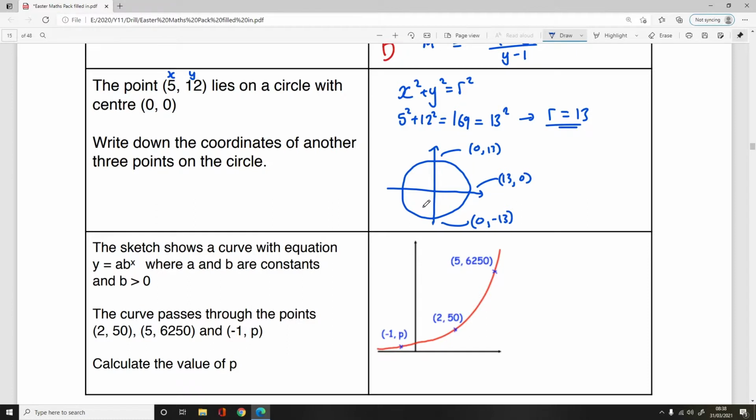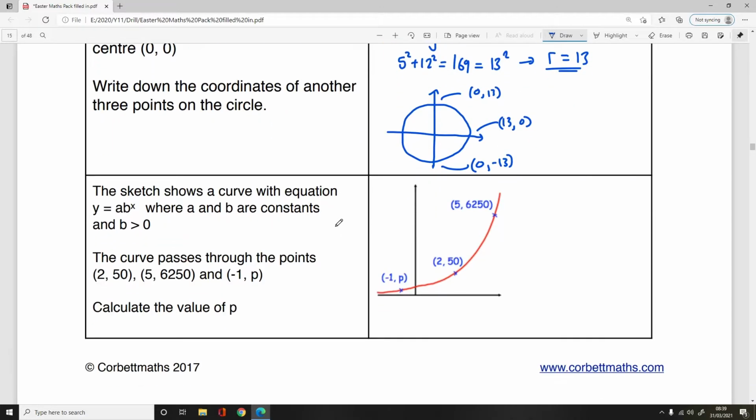There's another way around you could do this by just fiddling with the 5 and the 12, because you know that if you square them, it doesn't matter if they're positive or negative, so you could have minus 5, 12, and 12, you could even have 12, 5 as well, that would work the same. So if you've got any combo of 12 and 5, that works as well.